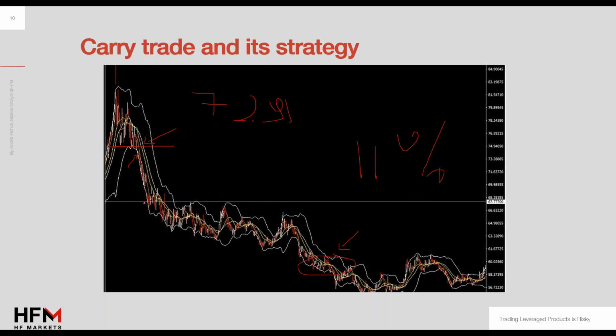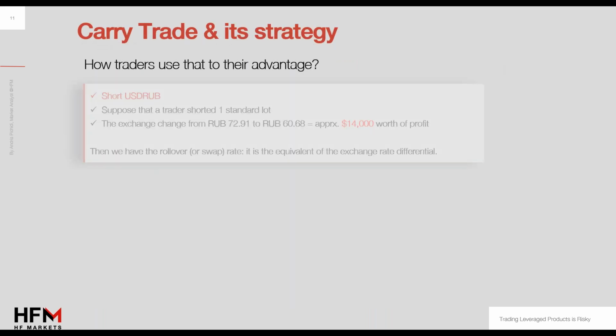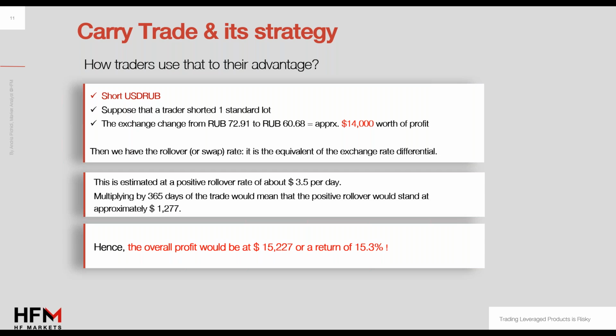And consecutive lower lows. So on this technical analysis, considering the interest rates and the outlook for the year ahead from both central banks, a trader could have shorted the particular pair. If, for example, someone shorted it by one standard lot on that breakout, and that's just an example, that could have led to 14,000 worth of profit.